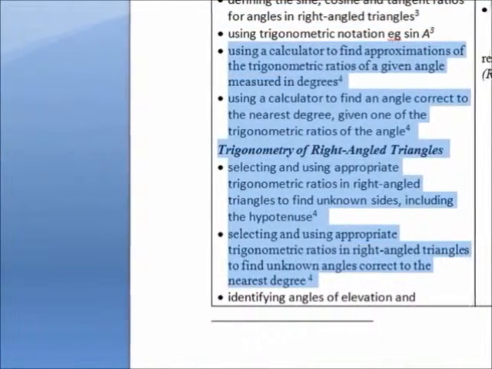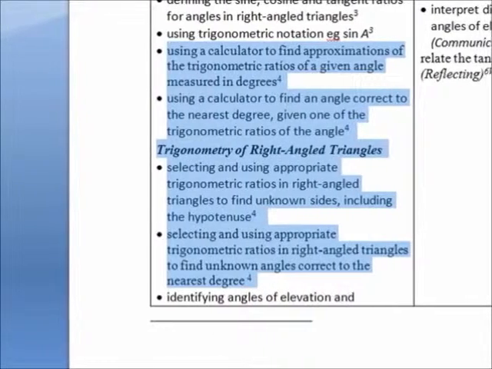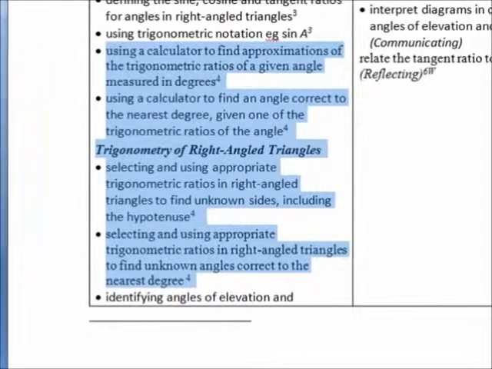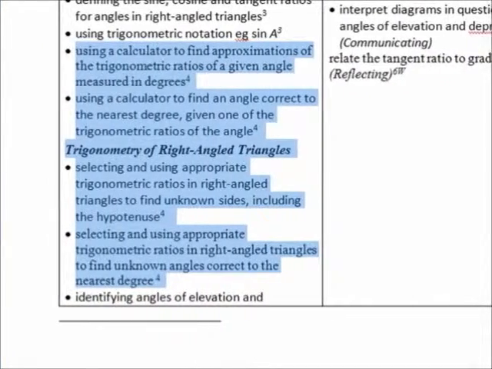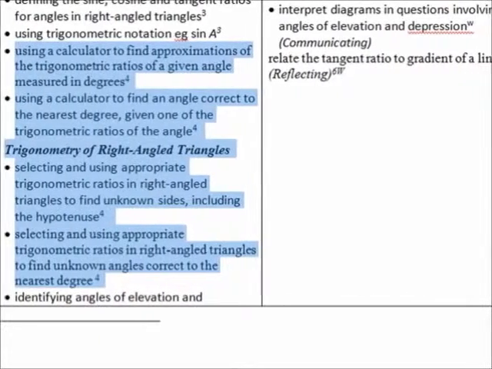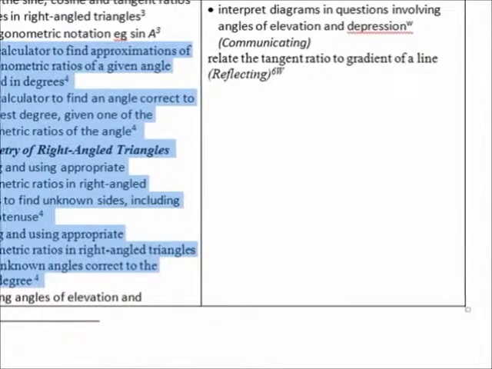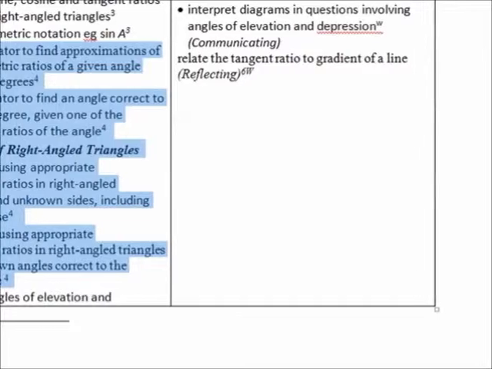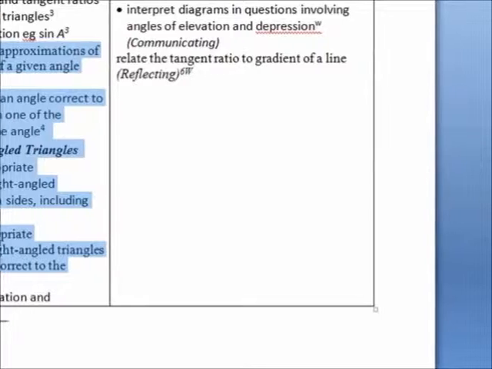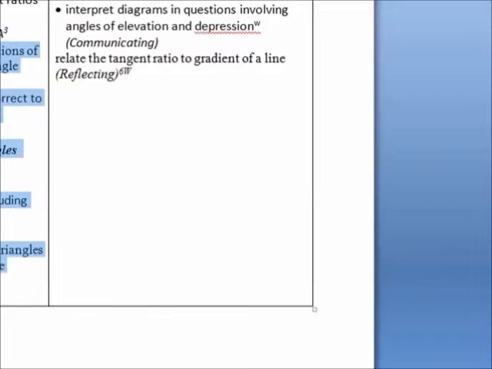The students are then required to use calculators to find trig ratios for a given angle in degrees. Use the calculator to find the angles to the nearest degree, given one trigonometry ratio of the angle. And they're also required to select and use appropriate trig ratios in right angled triangles to find unknown sides, including the hypotenuse. Selecting and using appropriate trig ratios in right angled triangles to find unknown angles correct to the nearest degree.